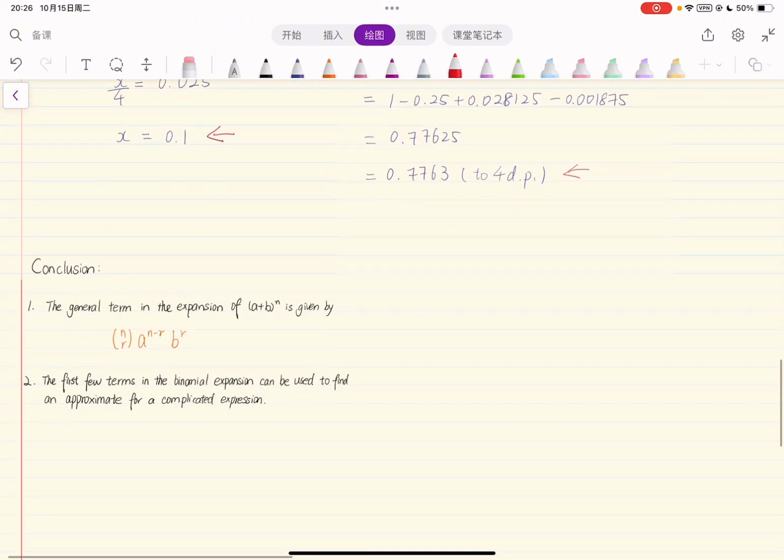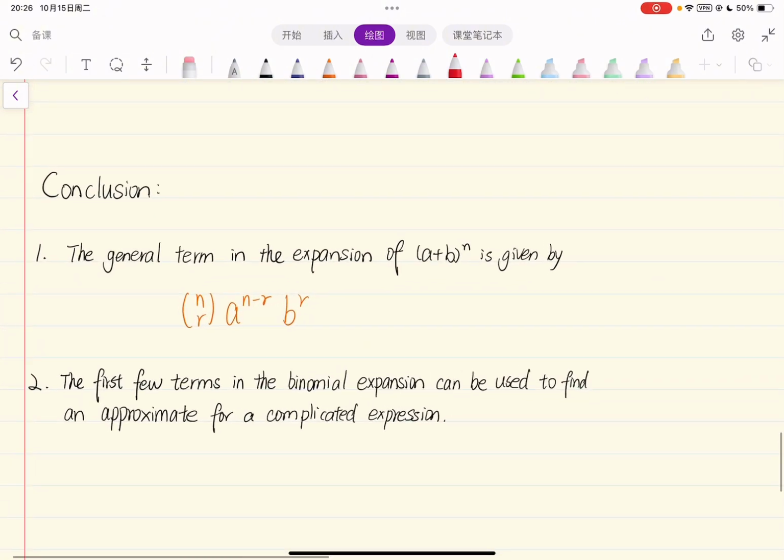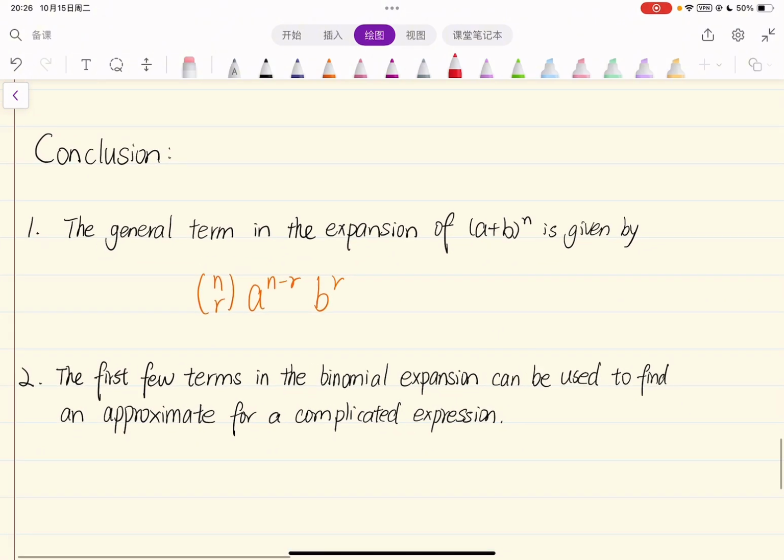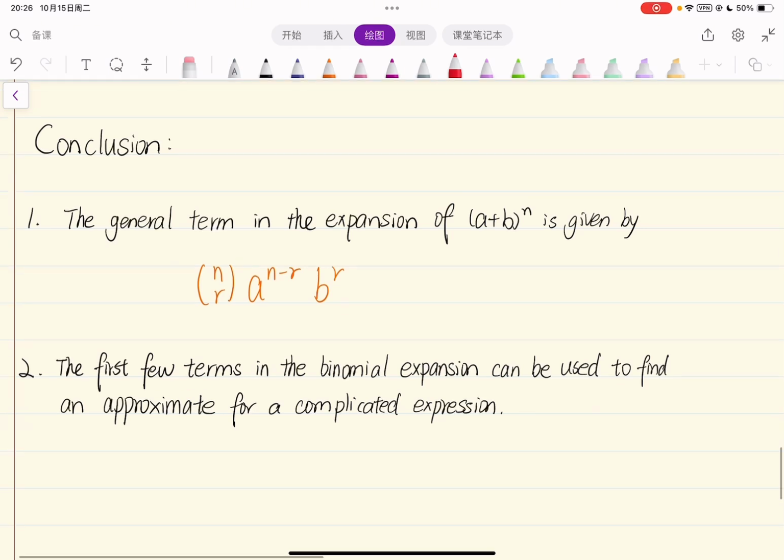So here is the end of the lesson. In this lesson, we learned what the general term is in the expansion of (a plus b) to the power of n. That is n choose r times a to the power of n minus r times b to the power of r. And we know how to use the binomial expansion to do estimation. So the first few terms in the binomial expansion can be used to find an approximation for a complicated expression.